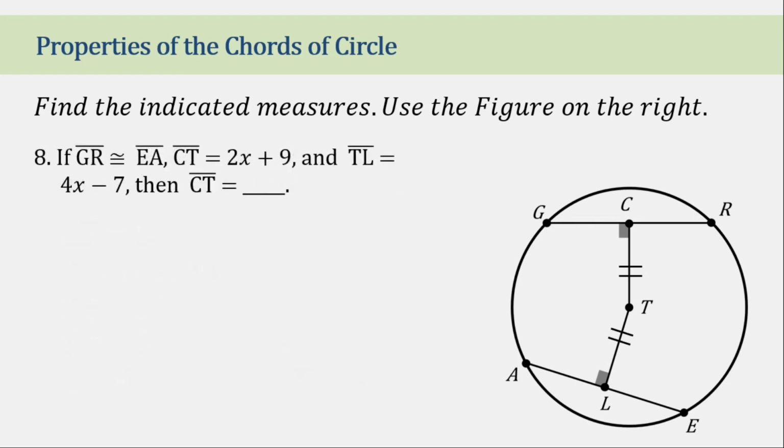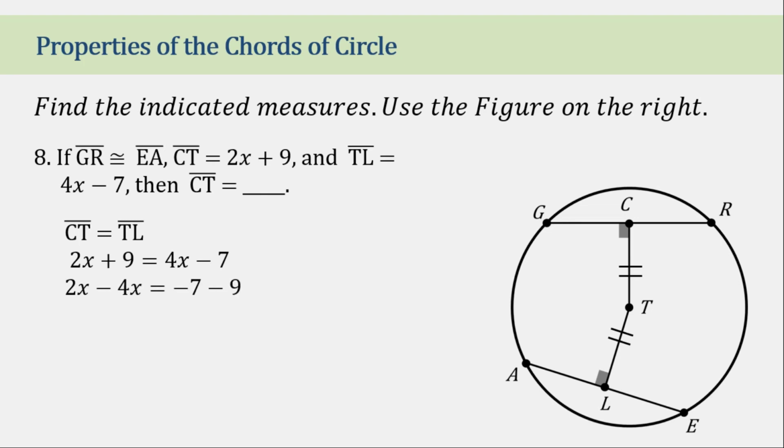For our number 8, we have GR congruent with EA. So CT is equal to 2x plus 9 and TL is equal to 4x minus 7. Now we are asked to find the measure of CT. We are not asked to find the measure of x but the measure of CT per se. So since these two chords are congruent, they have the same distance. So it's safe to say that CT is equal to TL. Then let's substitute the value of CT, which is 2x plus 9, equals the value of TL, which is 4x minus 7.